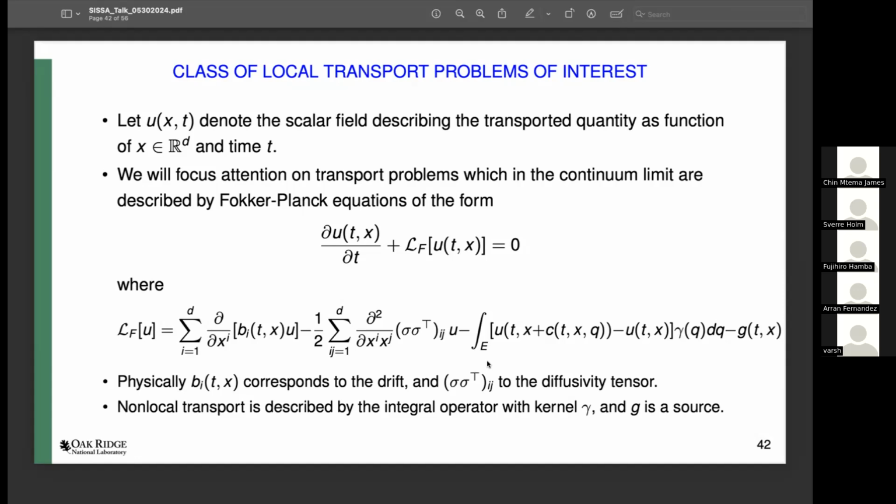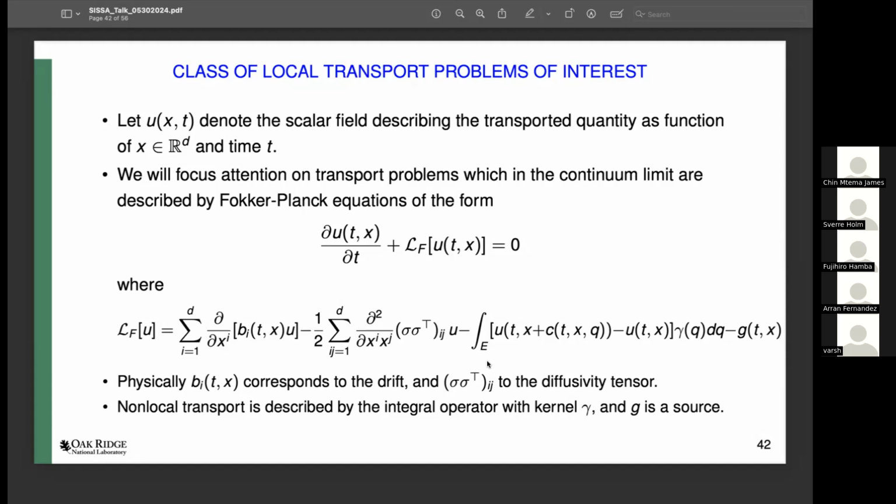And then you have this L of F, which is what is called a forward operator. The first term is just the advection. The second term is the diffusion. It's like the Laplacian of U, except that this is the full generality allowing for three-dimensional anisotropic processes. And the next thing is this integral operator that, as you can already imagine, you can choose gamma in some way as to make this thing look like a fractional derivative. And then you have G.